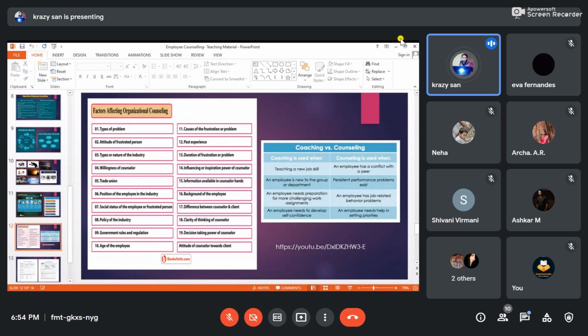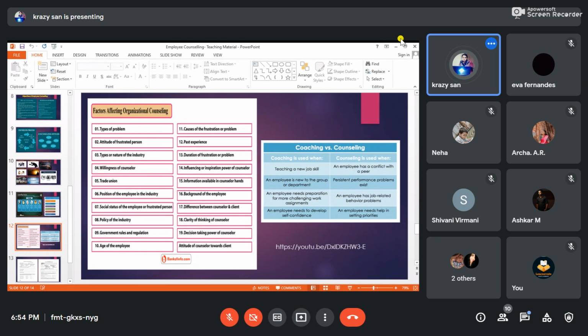Causes of frustrations, past experiences, durations, influencing or inspirations, informations, background of a counselor or a client, clarity of thinking, decision taking power, and attitudes of counselor towards clients, and client's attitude towards counselor. Over here, client is actually an employee who is in very much need of counseling.